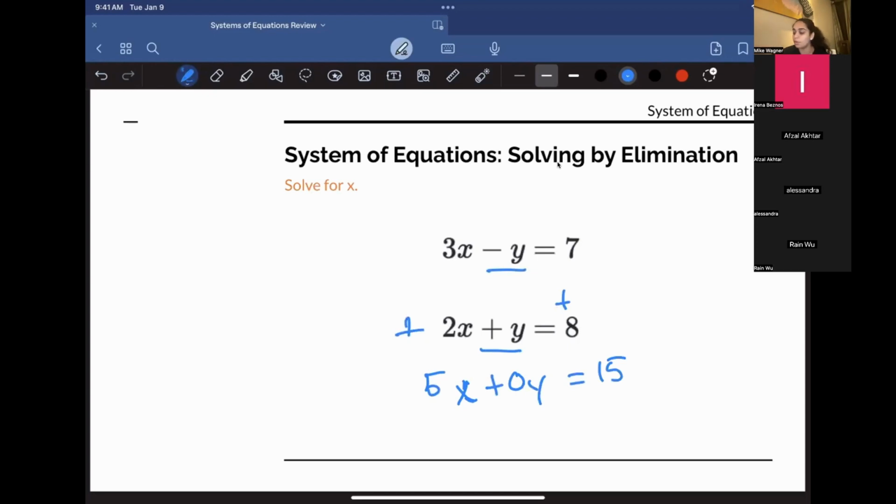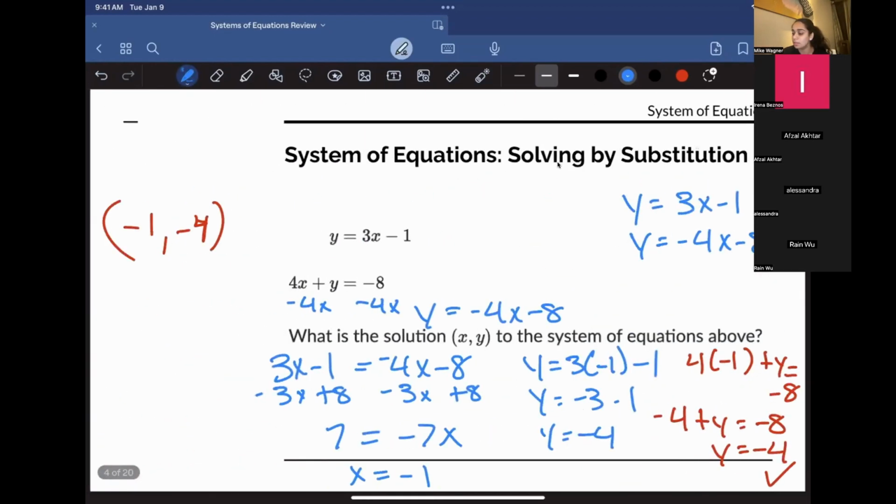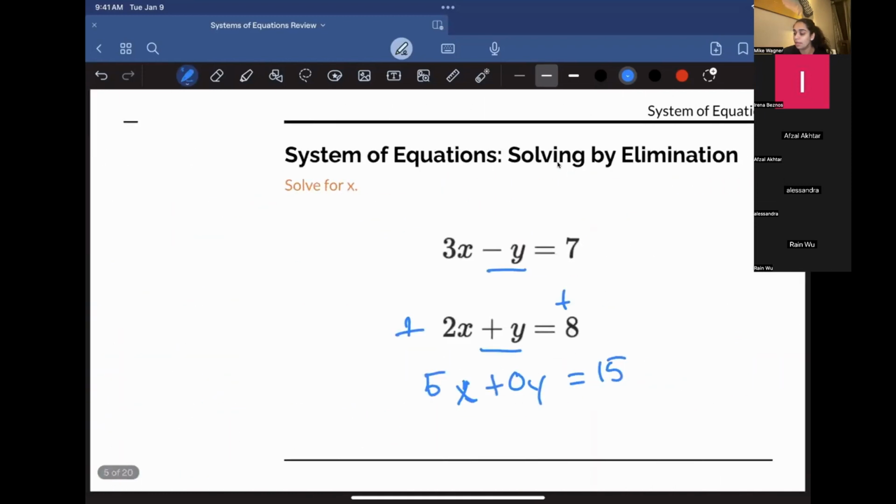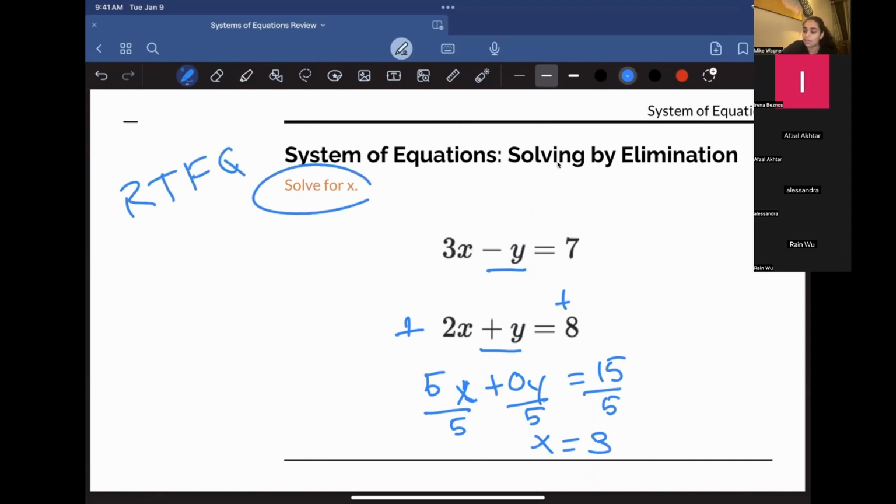The goal in both the last substitution example and this elimination example is you need two equations with two variables, and you want to ideally end up with one. So then we have 5x equals 15, divide by 5. Technically, this gets divided by 5 too. And we get x equals 3. And really important, we want to read the full question. It's only asking for x. You don't even need to solve for y.